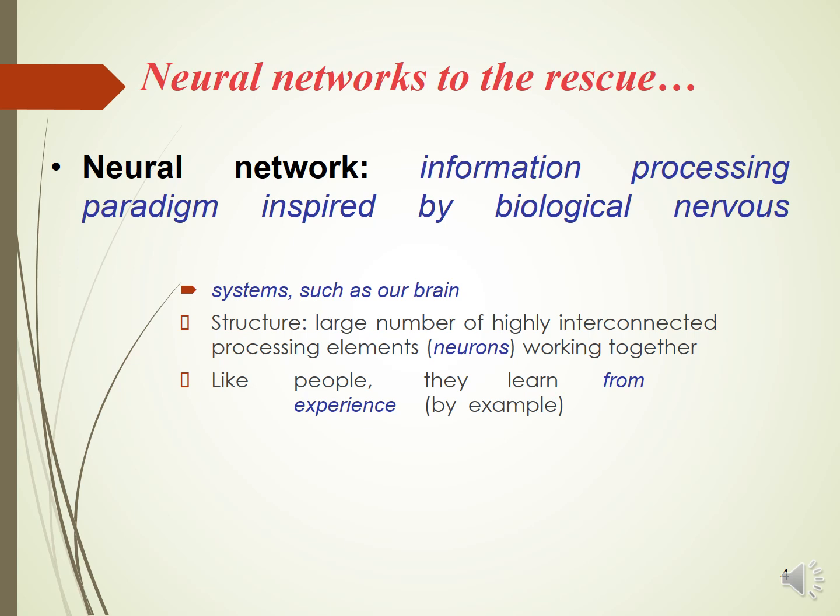A neural network is an information processing paradigm inspired by the biological nervous system, like our brain. If you take our biological nervous system, it has highly interconnected processing elements, neurons, which work together. From our experience, how do we learn? We learn by reading, or we learn from experience, right?